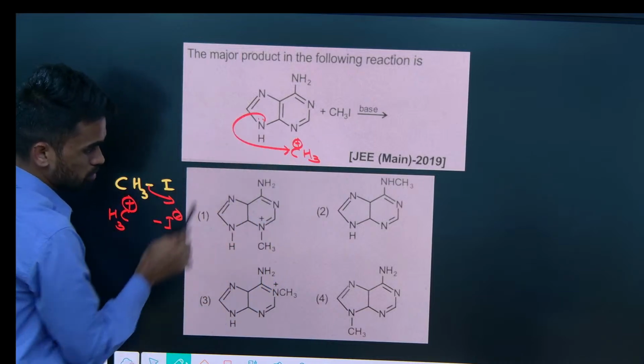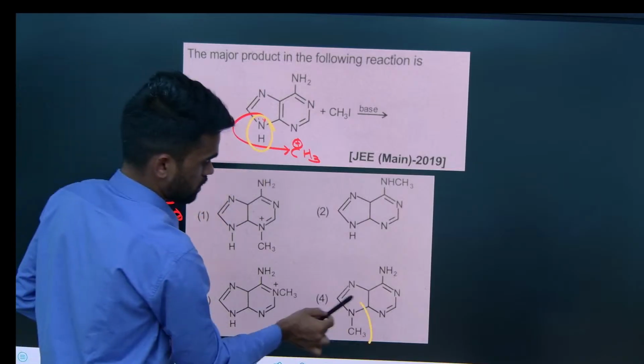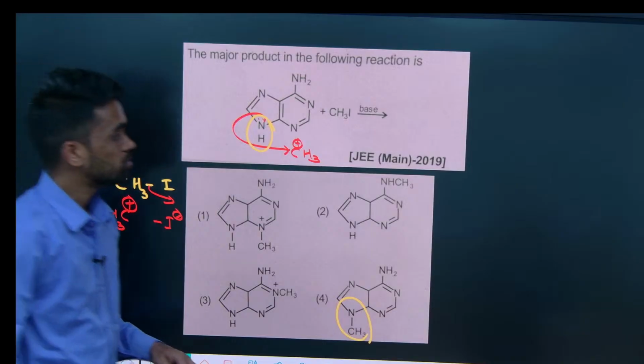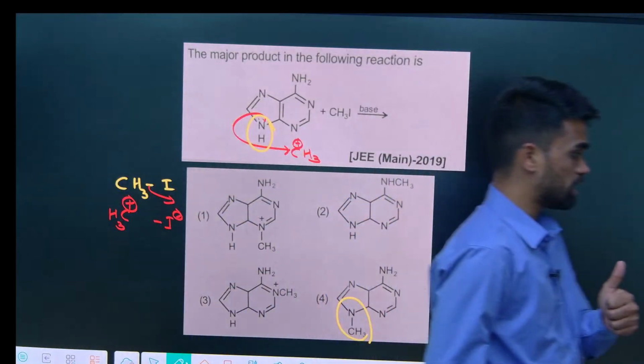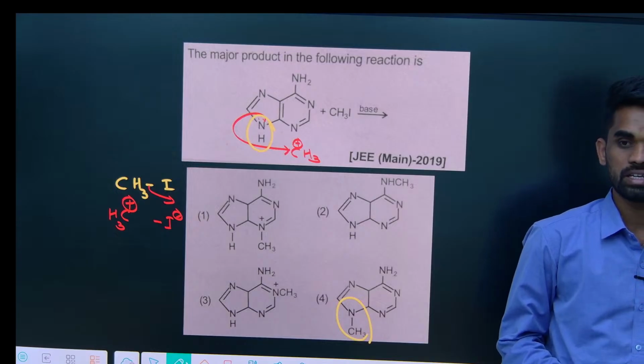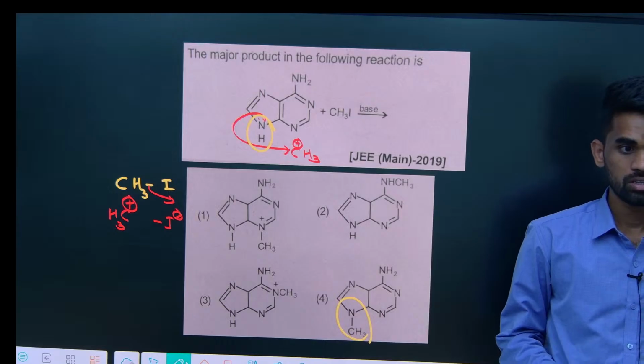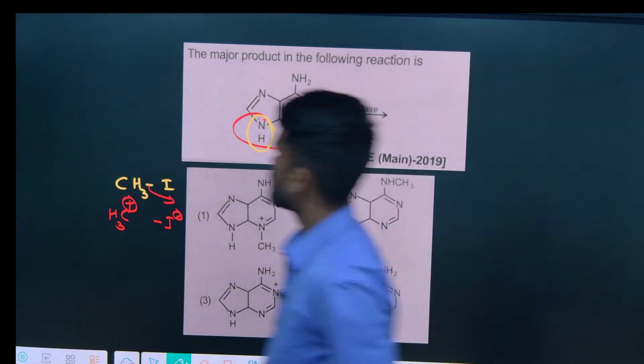So methylation takes place at which position? Like this. So what is the concept involved here? Tell me. Looking for the electron density. Where we have more electron density, that nitrogen will take that electrophile. Okay, right.